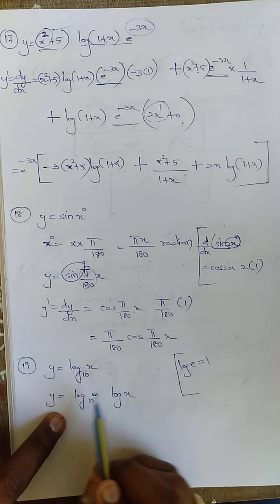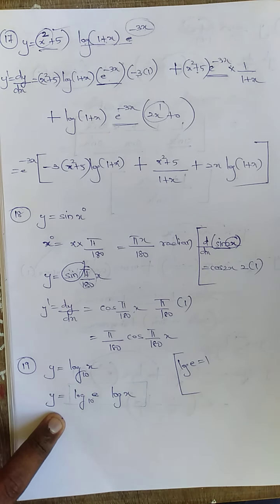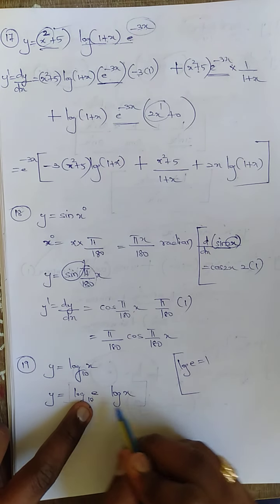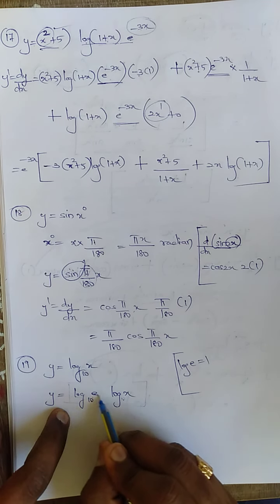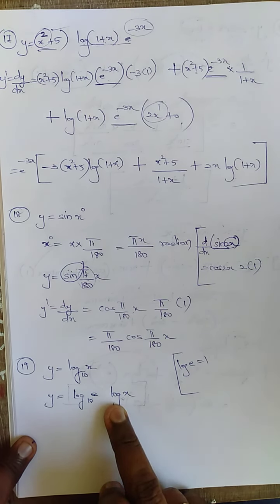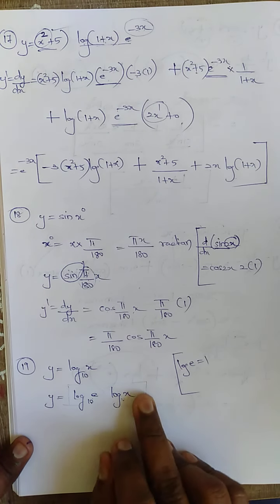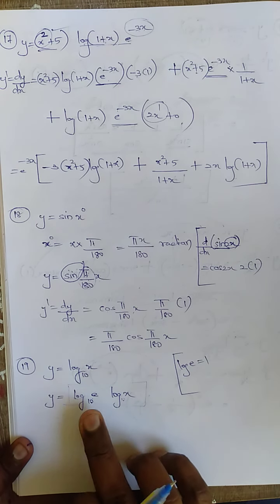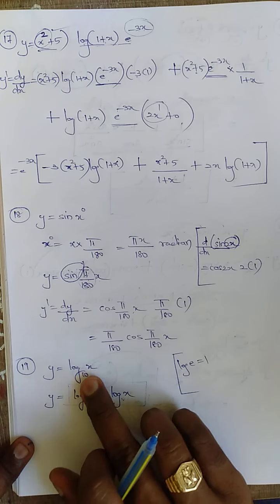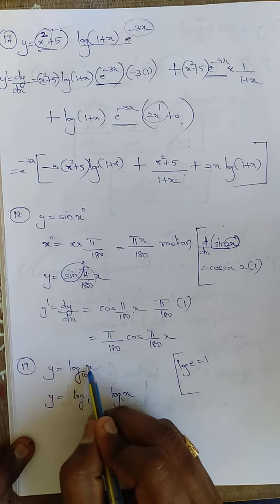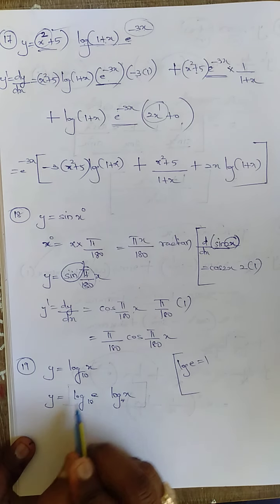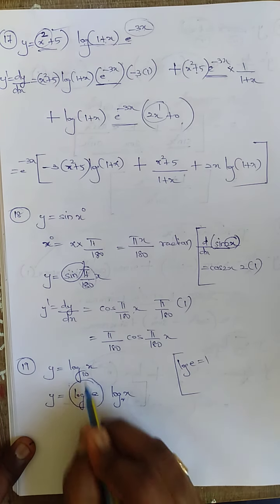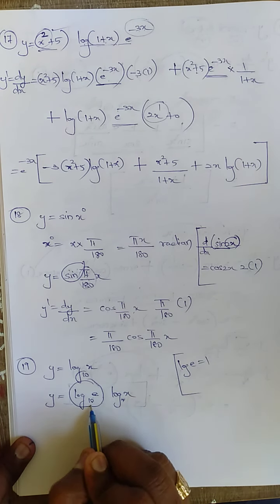I am writing this log e in such a way that if 10 moves here, log 10 comes, log x base 10, and log e is just added. This is one of the formula types, but I am not telling you the formula; I wrote the straight answer, log e base 10 into log x. If there were y present, I could put log y here. Now differentiation. Log e base 10 is a constant.